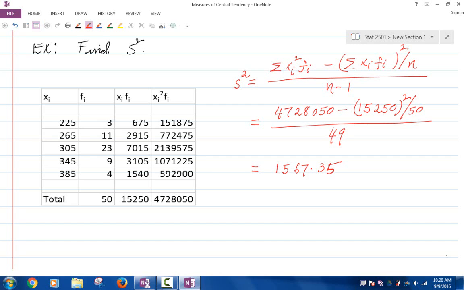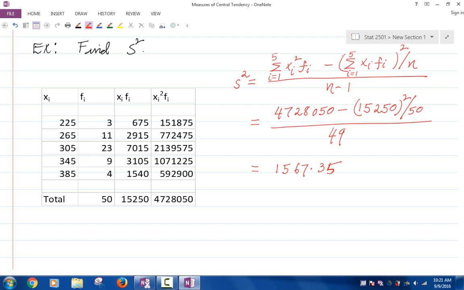Okay, so what's the variance? The variance is given by the summation, i going from 1 to... how many distinct observations do we have here? 5 of them, right? So i is going from 1 through 5, of xi squared times fi, minus the summation, i going from 1 up to 5, of xi times fi, whole square, divided by n minus 1. Now n here is the total number of observations. That's the same as the total frequency, and the total frequency here is 50.